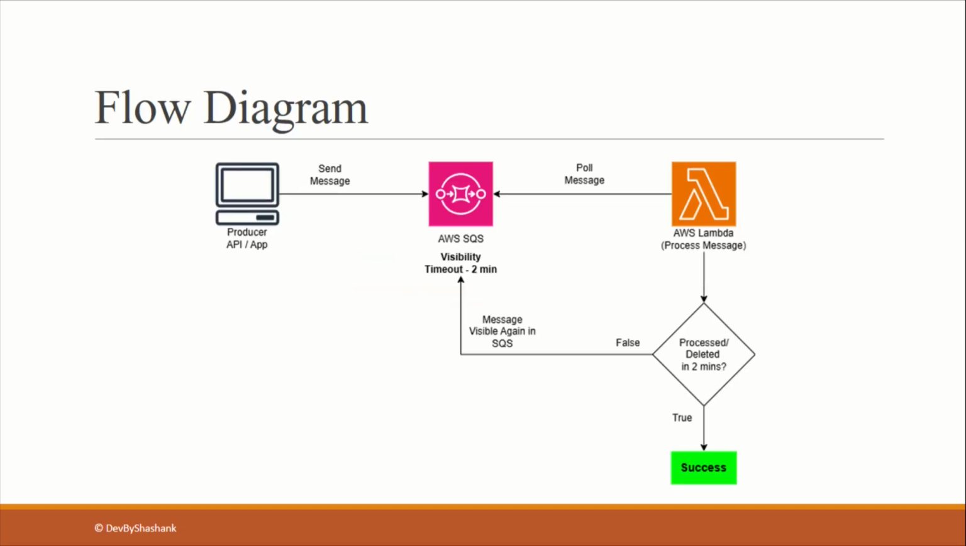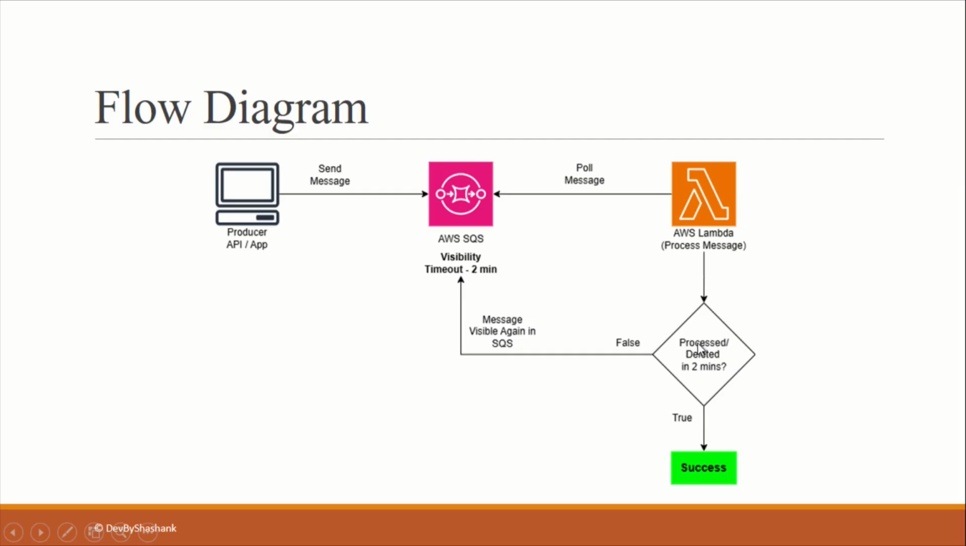So this is going to be our flow diagram today. Here we have three components: producer, SQS and a Lambda. In SQS, we have set the visibility timeout to 2 minutes. A producer will send a message to AWS SQS and a consumer like Lambda will poll the message from SQS. Now Lambda will process that message.